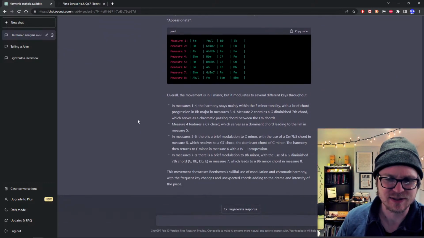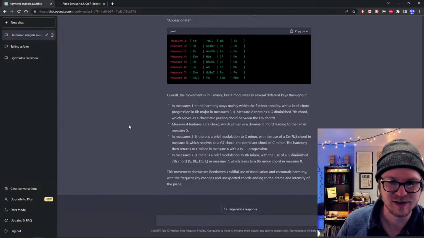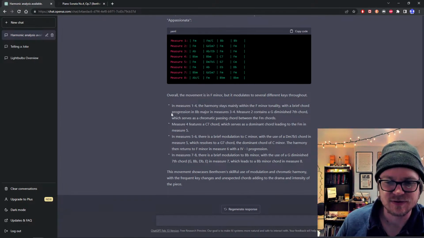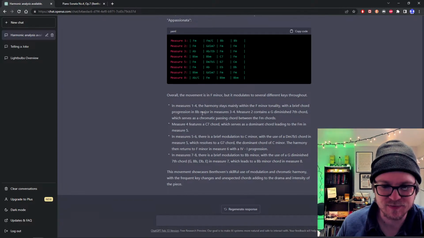Okay, well, let's read what it says. Overall, the movement is in F minor, but modulates to... No, it's not. It's in D flat major. Okay, yeah, this is referring to the first movement, I think. And then I don't know where the B flat major... B flat major does not occur at all in any of the movements.